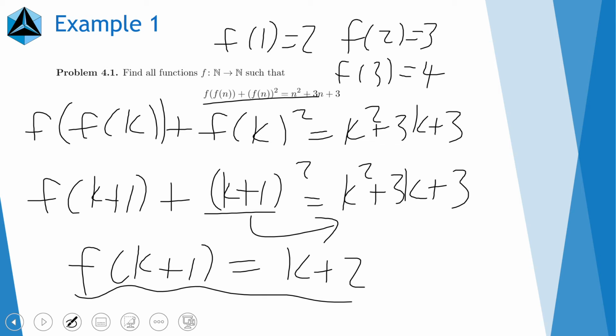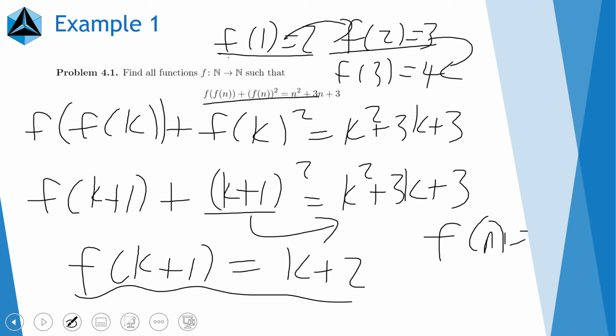So now we're done, because we've proved that once we have f of 1, we can find f of 2, and then if we have f of 2, we can find f of 3, and we've proven that we can keep going into infinity, which proves our claim that f of n is equal to n plus 1 actually works.